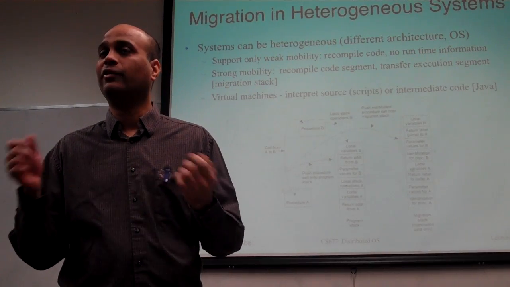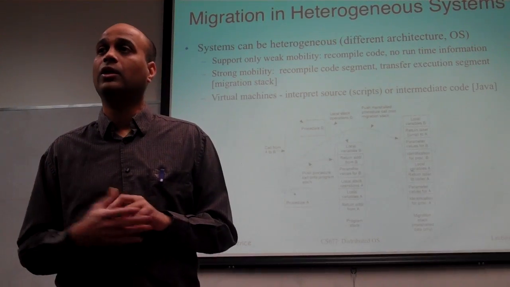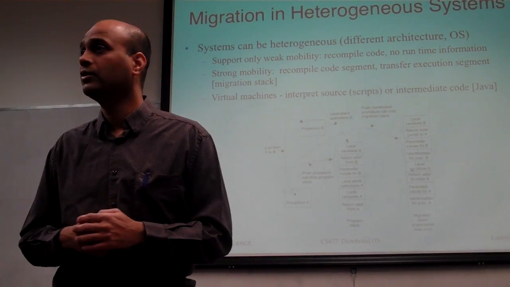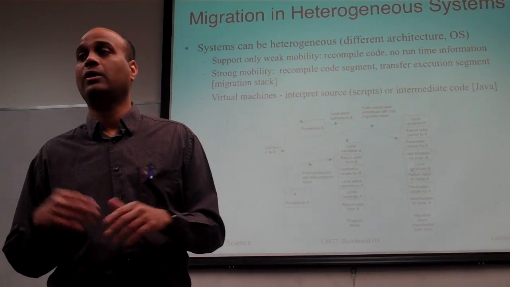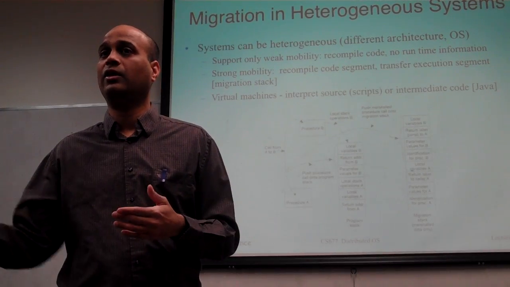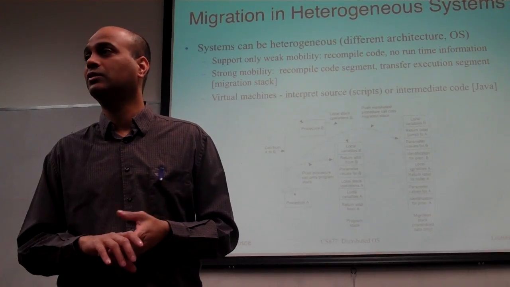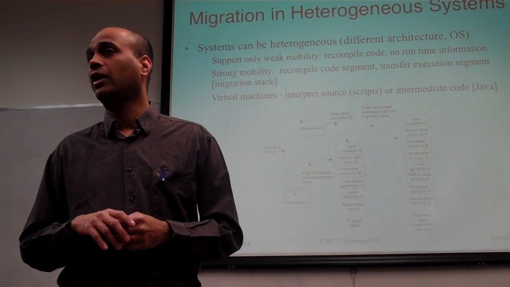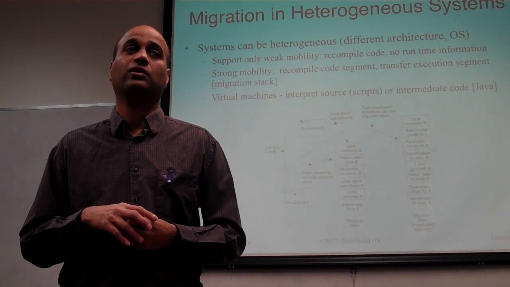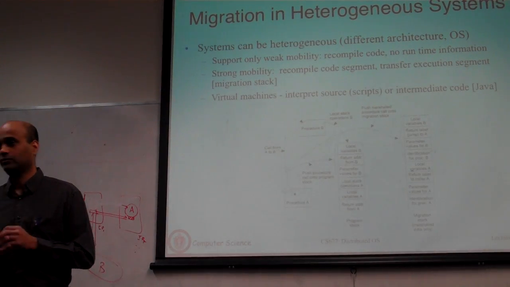Either they are slightly different variants of the same processor family. One may be a newer Intel CPU with some new features and the other one is older. Or they may be completely different. One is, let's say, Sparc and the other one is Intel. One runs Solaris or Windows, the other one runs Linux. Can you move in such scenarios? Can you move processes when the underlying OS and/or hardware is heterogeneous?